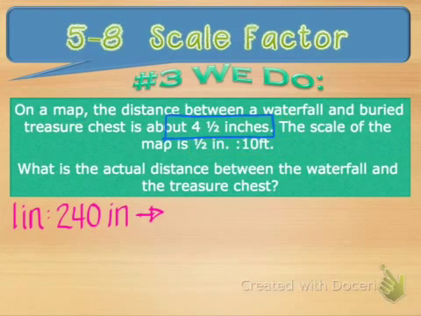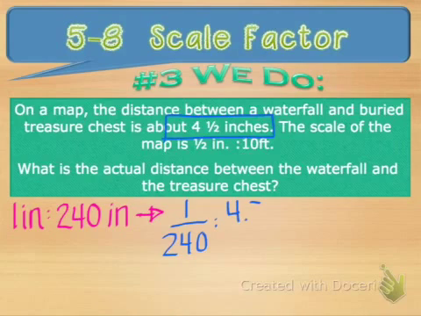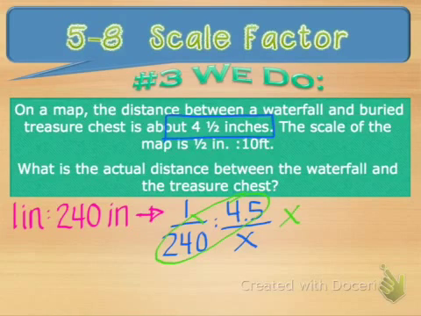So now that we know that our scale is 1 to 240, I'm going to write it like this. They have told us that the treasure chest distance from the waterfall is about 4.5. And we want to figure out what that means in real life. So the way we're going to do that is by setting up a proportion. Yay, I don't know if you guys remember these. So we're going to get x equals, because 1 times x is just x. And we're going to cross multiply 240 times 4.5.